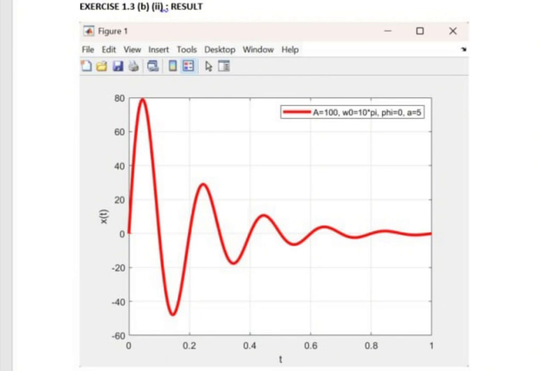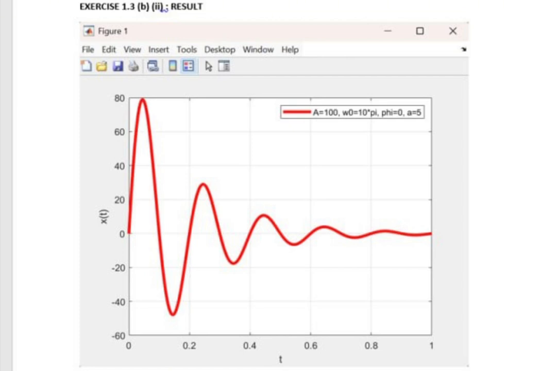Next, we will continue for this graph. Next is the damped sinusoidal wave. This graph shows a damped sinusoidal wave.